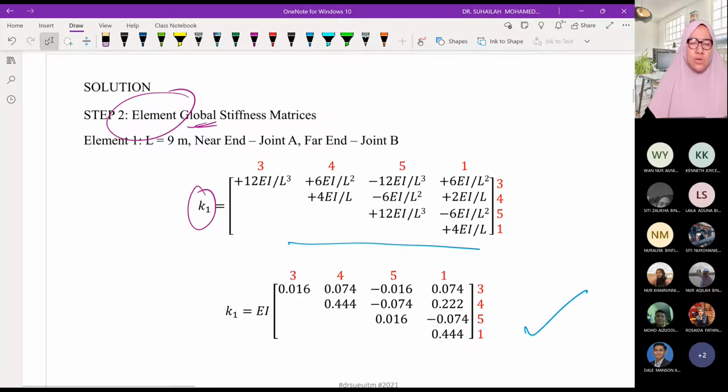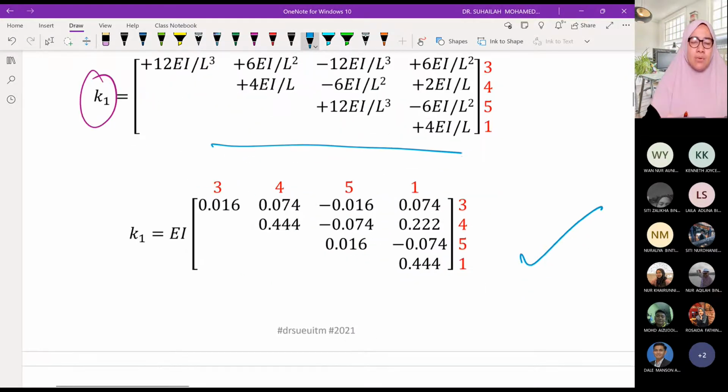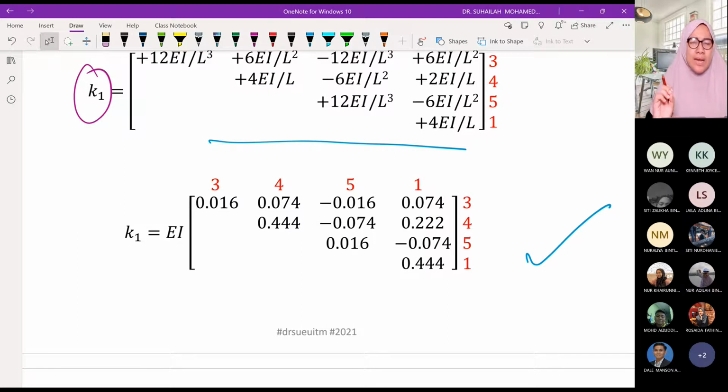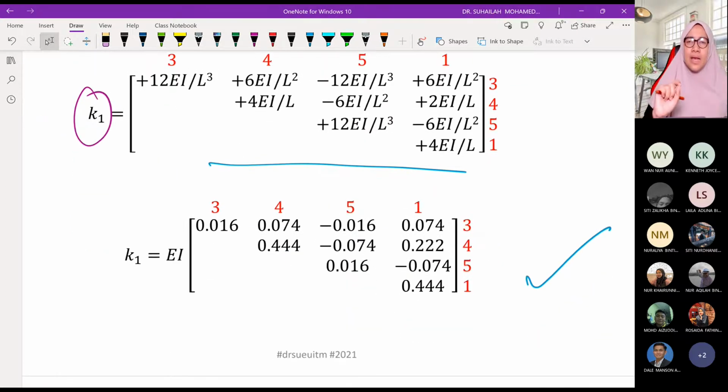In order to calculate K1, we just need L, because EI we have to make constant first. So we calculate based on L only, the length of each element. But what is most important is how we label the degrees of freedom in K1, K2. There are two elements only. We have to label it correctly, starting from near followed by far.